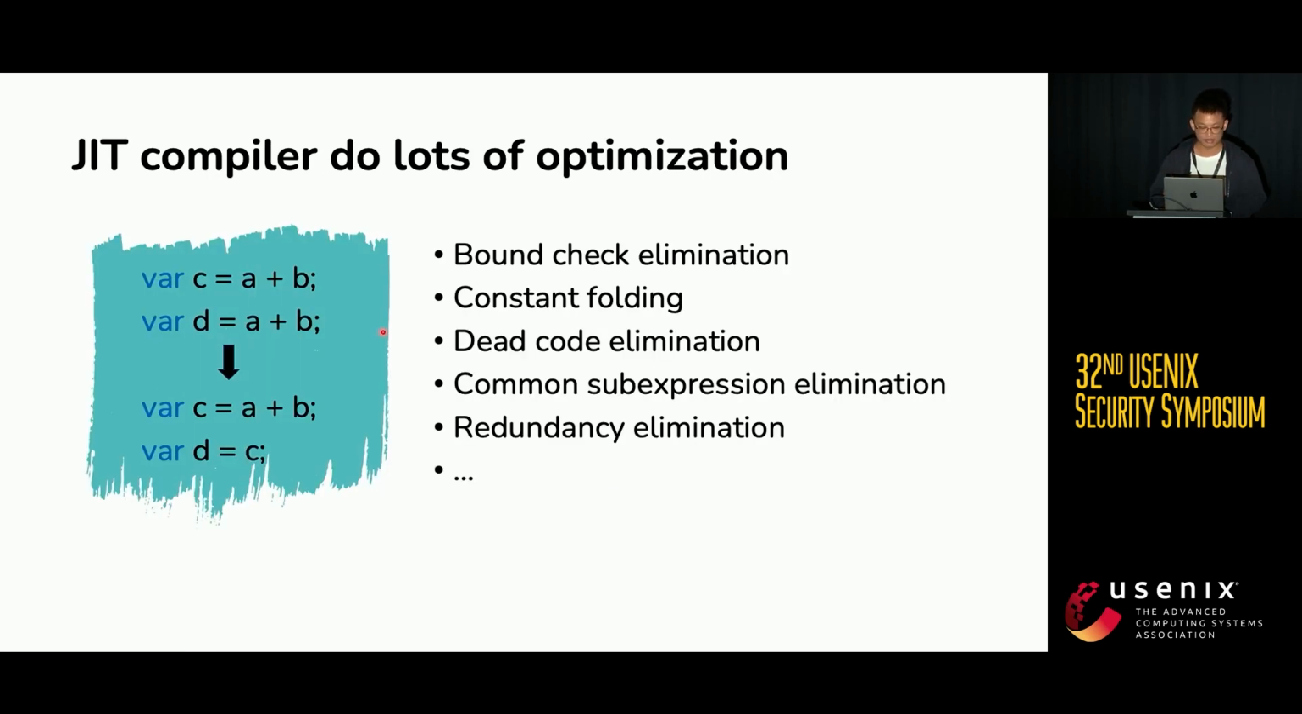Indeed, the JIT compiler does a lot of optimizations, dozens of them, including bound check elimination, dead code elimination, etc. As shown in the left part of the slide, the example code first assigns the variable c as the result of a plus b, and it does the same thing to initialize the variable d. However, if this code snippet is optimized by the JIT compiler, the assignment of the variable d will directly be the result of c instead of computing it again.